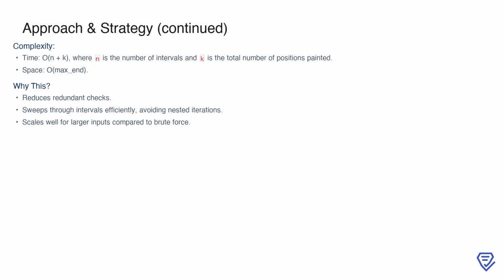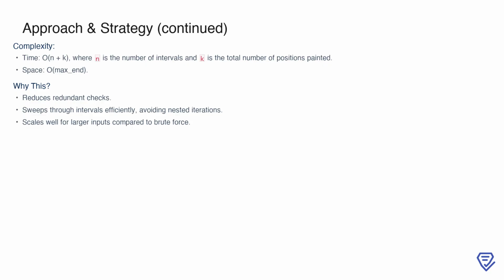Its time complexity is O(n + k), where n is the number of intervals and k is the total number of positions painted. This is far better than the O(n * m) time complexity of the brute force approach, especially for larger inputs. The space complexity of this method is O(max_end), as we maintain auxiliary arrays proportional to the maximum endpoint in the paint array. These improvements make the sweep line method highly scalable.